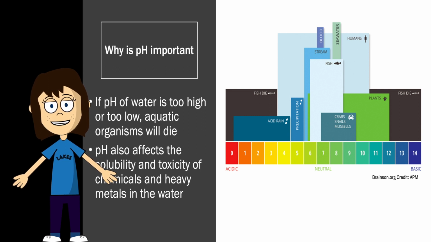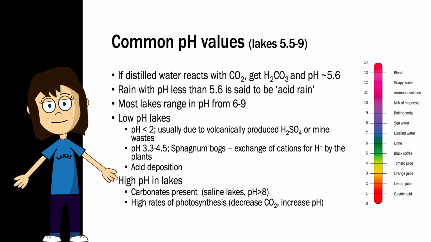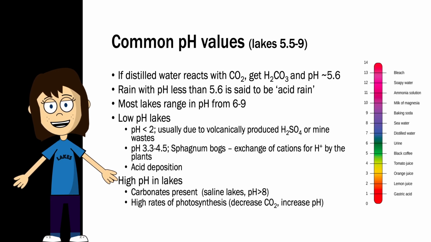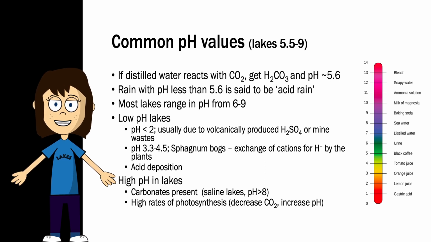pH also affects the solubility and toxicity of chemicals and heavy metals in the water, and so even if changes in pH don't directly kill organisms, the changing toxicity of their environment will. Most lakes have a pH between 5.5 and 9. And while pure water has a pH of 7, rainwater actually has a pH of about 5.6, and that's because distilled water reacts with carbon dioxide, forming carbonic acid, which lowers the pH. But rain with a pH less than this is said to be acid rain.